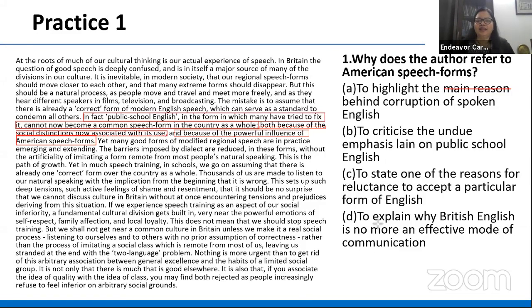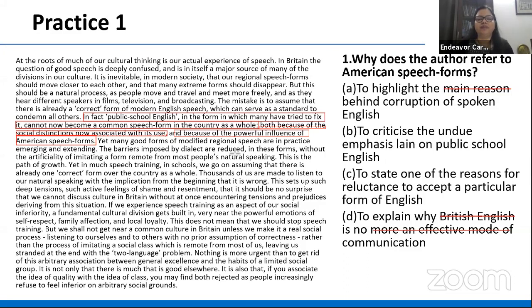Let's look at D. To explain why British English is no more an effective mode of communication. Is he talking of British English not being a good form of communication? No, that is too generalized. Let's look at B and C. Is he criticizing the undue emphasis laid on public school English, or is he talking of American speech forms as one of the reasons why we cannot use a standard form given?